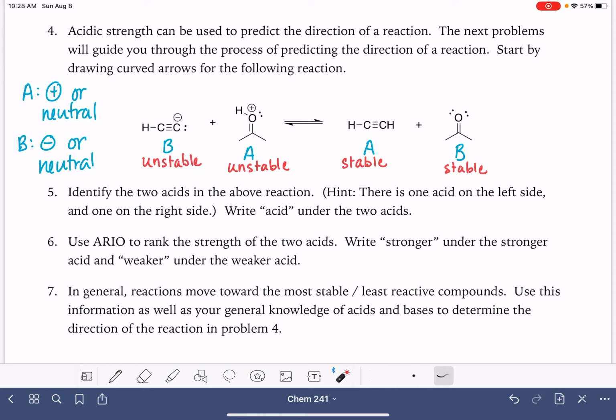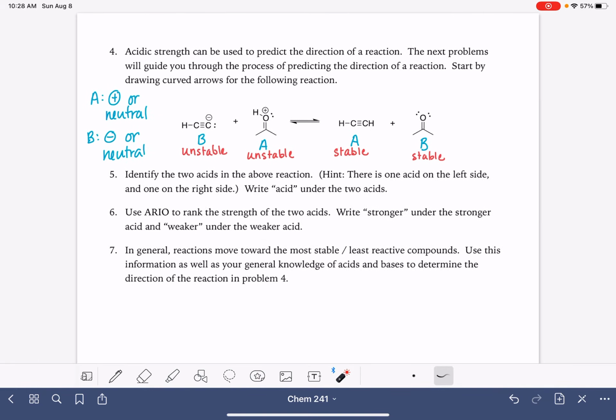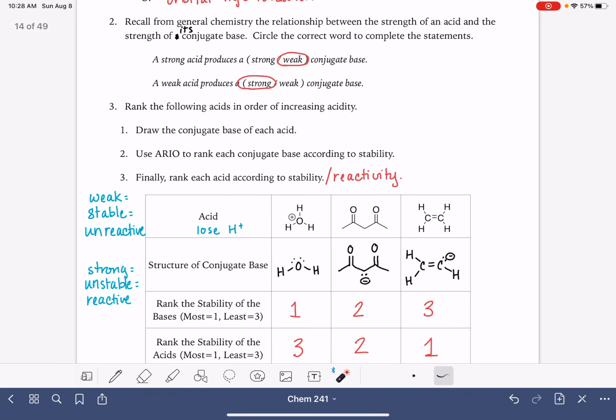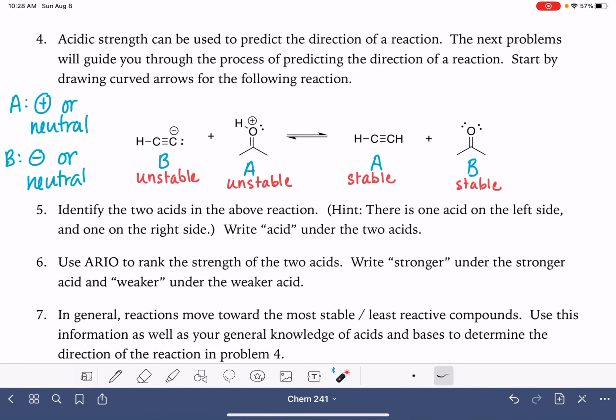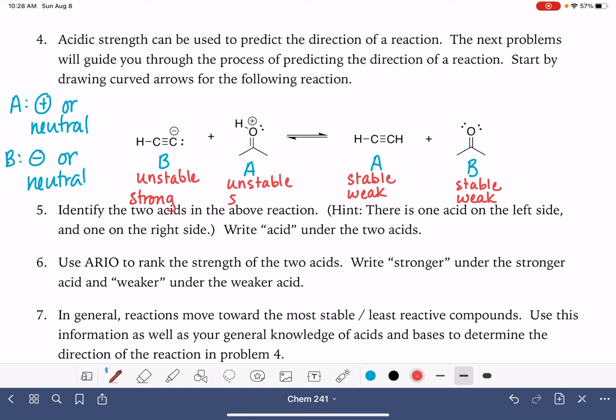Now the problem specifically wanted us to use the words strong and weak, so where's our refresher over here? Weak is the thing that is stable. Strong is the thing that is unstable. So weak is stable and strong is unstable. In Gen Chem, you learned that strong acids or strong bases were the ones that moved from left to right, whereas weak acids and weak bases, not so much.